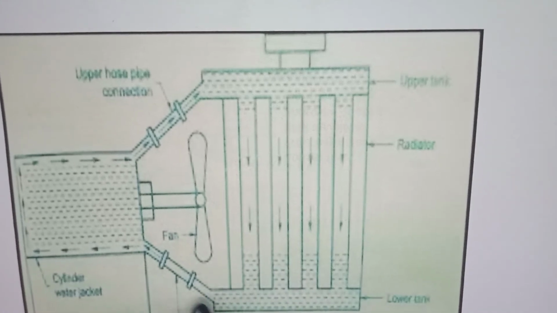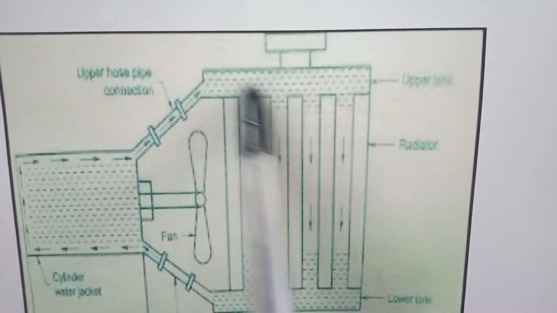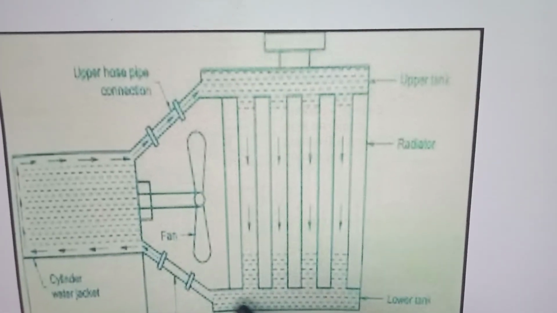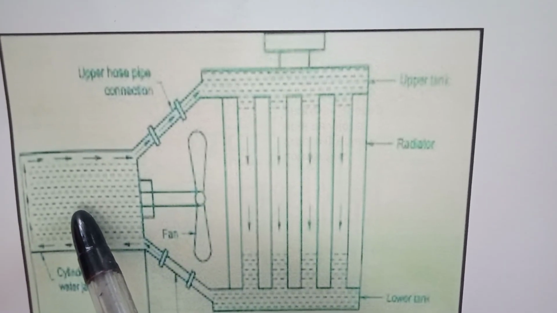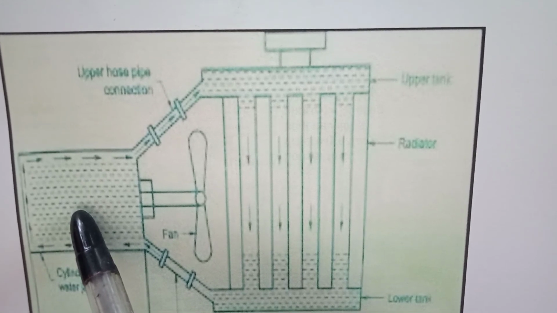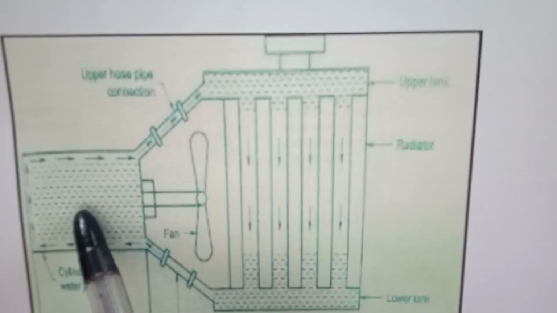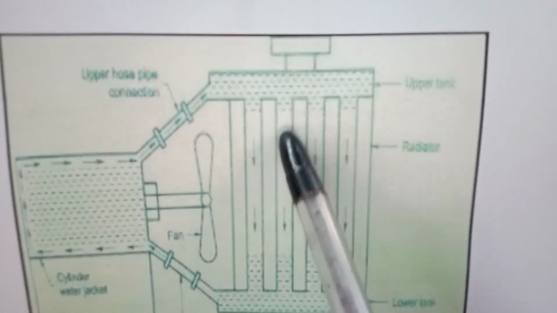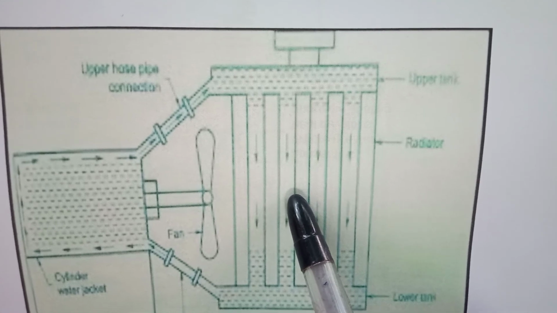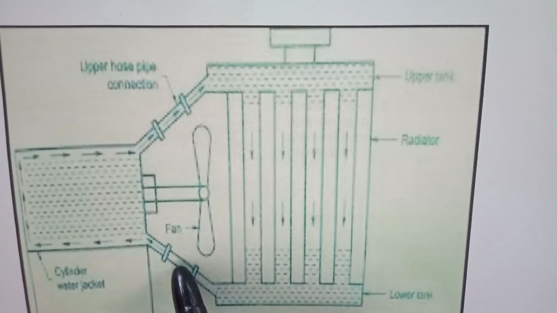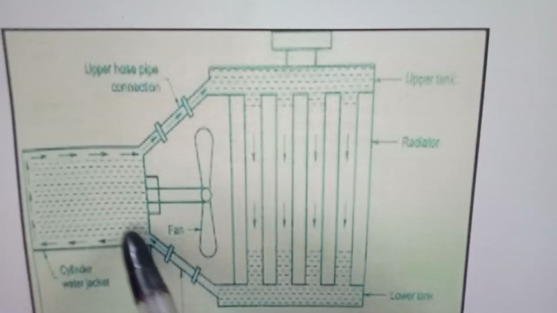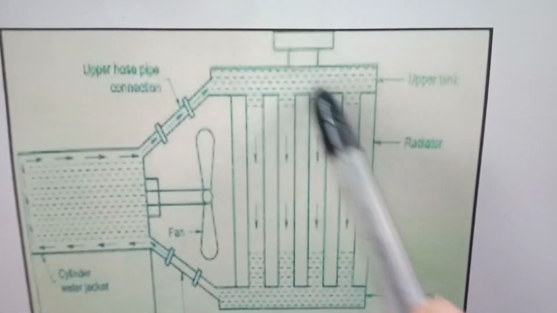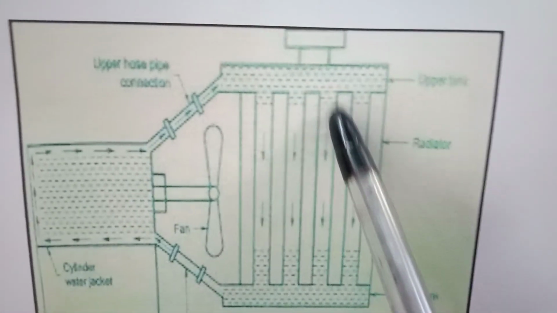Now this water has a higher density compared to the water present in the upper tank. So this higher density water will again move inside the engine. Again it is heated here, its density reduces, and again it moves to the upper tank; again it moves down, is cooled, its density increases, and this high density water again moves here. So this process will continue. This is the thermosiphon cooling system.